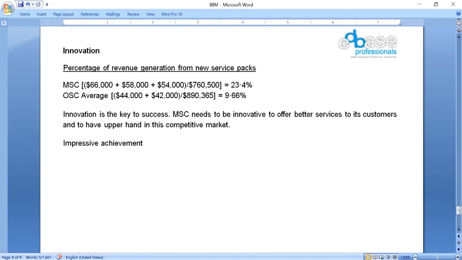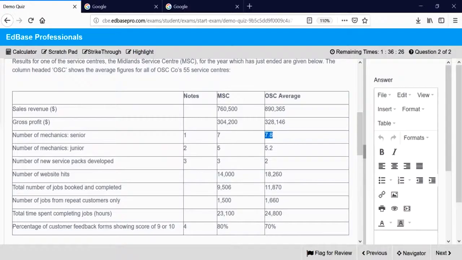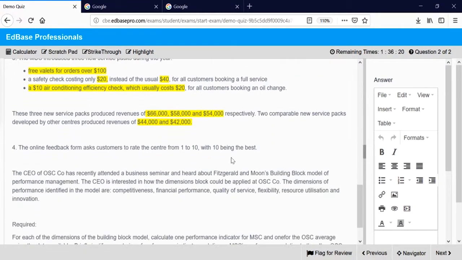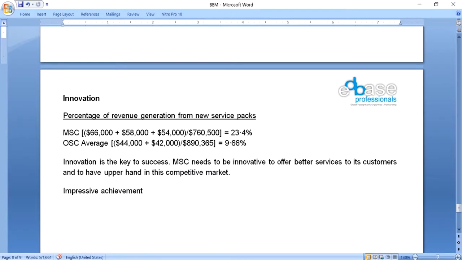Okay, so the last one is innovation. I think it's very apparent from the question, because we have developed 3 packages whereas others could develop only 2, and our cumulative sales from the 3 new packs are way higher than the other centers. We can just state it and calculate the ratio. So what would be the KPI? The percentage of revenue generation from new service packs. We have generated 23.4% of revenue from newly developed packs, and other centers could only achieve 9.66%. That is an impressive result. That means West is way more innovative than other service centers.